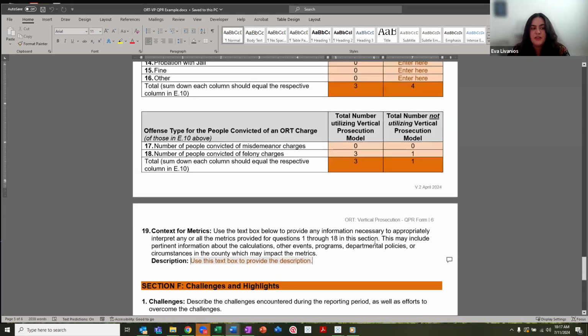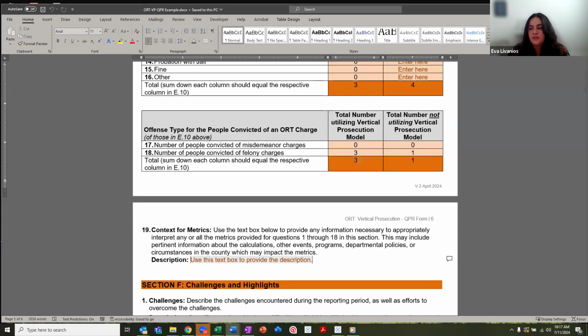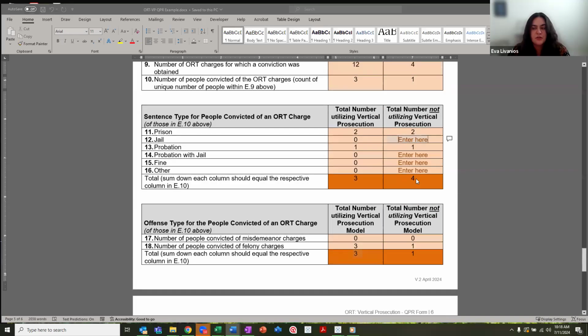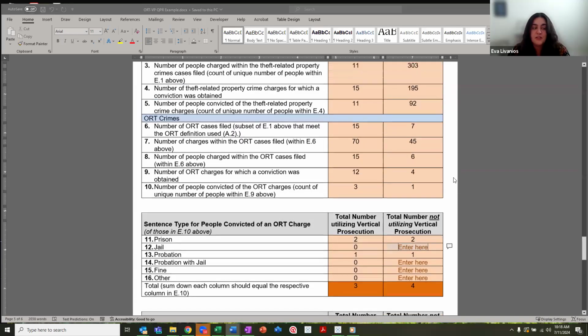And number 19 can be used to clarify any discrepancies across the tables, whether there were any cases filed that had multiple defendants or defendants that had multiple cases filed against them, for instance. So all of that really helps because we are not the SMEs on this data. So, does anyone else have any questions for this section?